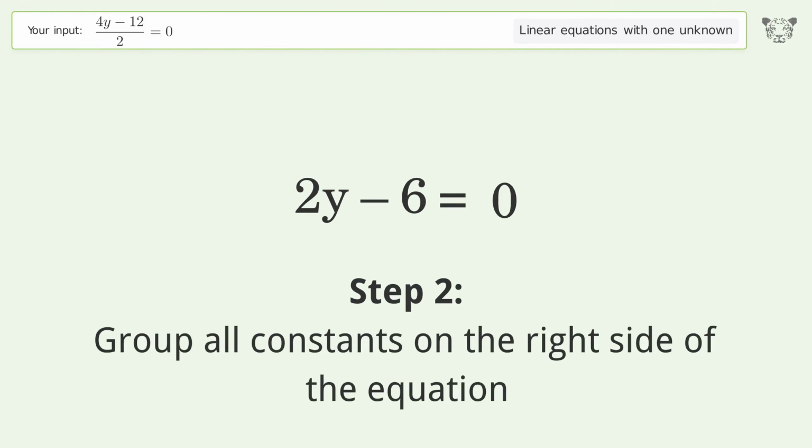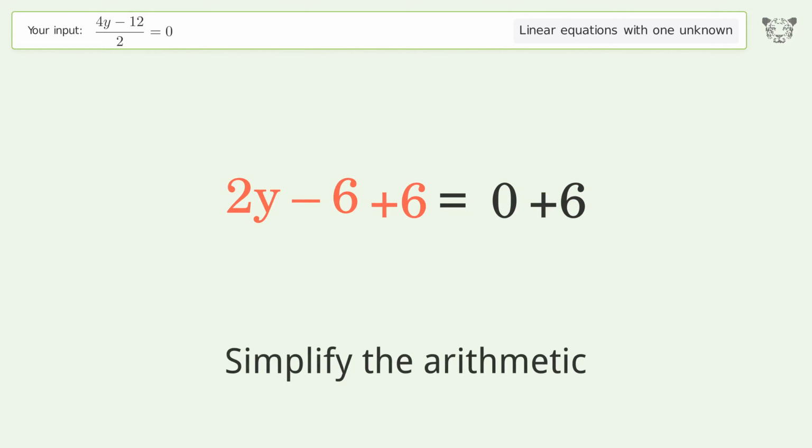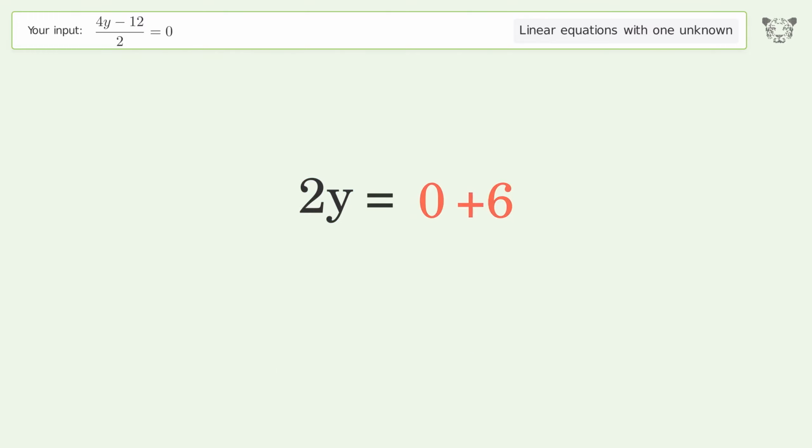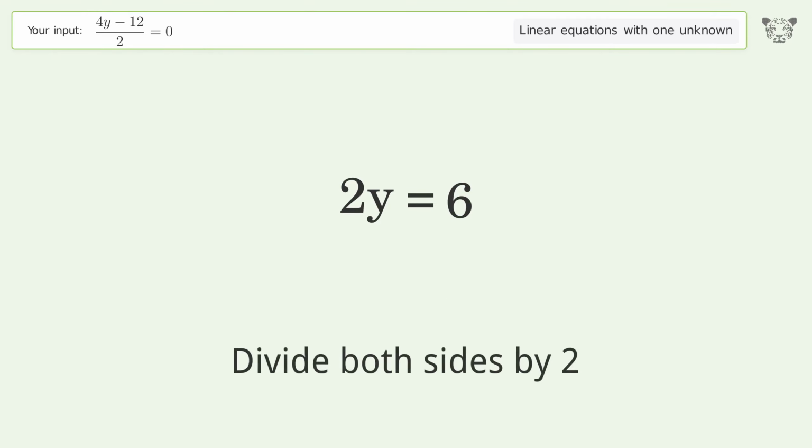Group all constants on the right side of the equation. Add 6 to both sides. Simplify the arithmetic. Isolate the y. Divide both sides by 2.